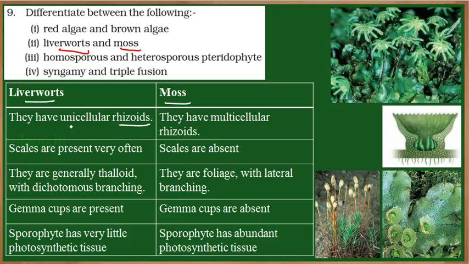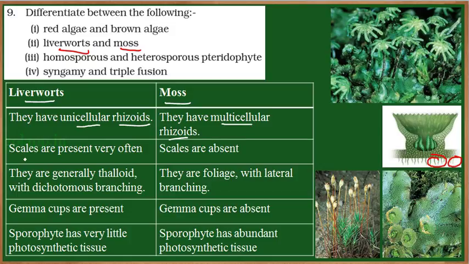In liverworts, the rhizoids are made up of a single cell, so they are unicellular in nature. In case of mosses, the rhizoids are multicellular in nature. So here we can see the root-like structure called rhizoids. These rhizoids are unicellular in case of liverwort and multicellular in case of mosses.